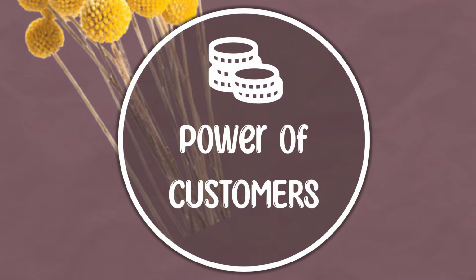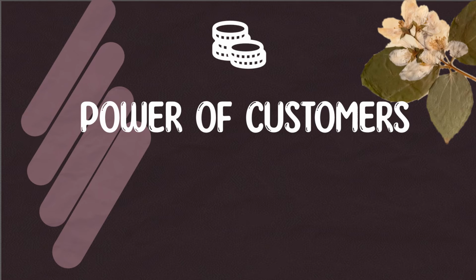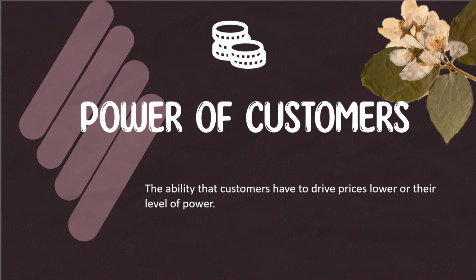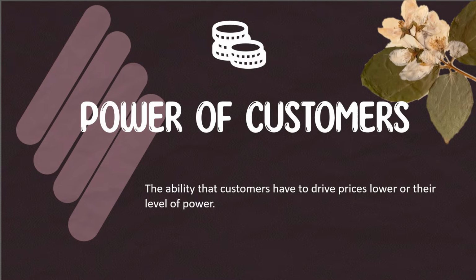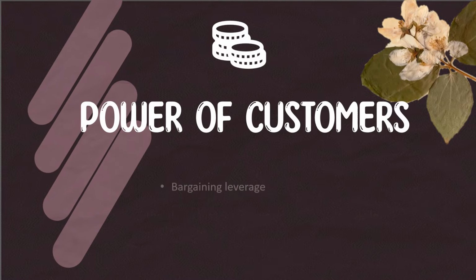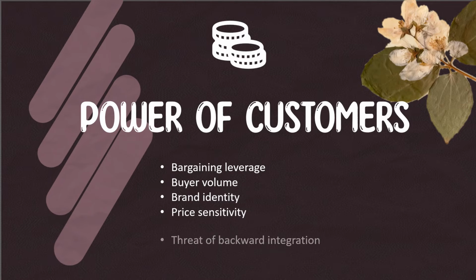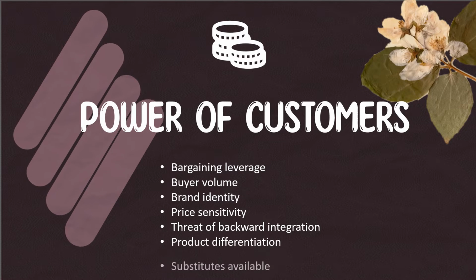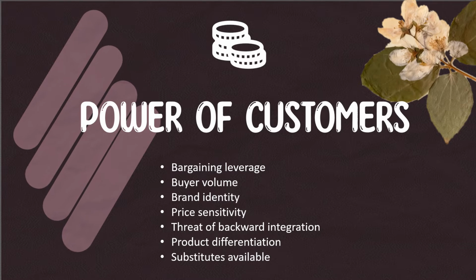So for the next force, we will see the power of customers or the bargaining power of buyer. So power of customer means the ability that customer have to drive price lower or their level of power. So this includes bargaining leverage, buyer volume, brand identity, price sensitivity, threat of backward integration, product differentiation, and substitutes available.